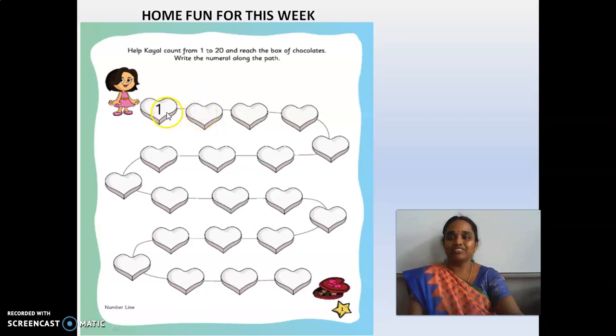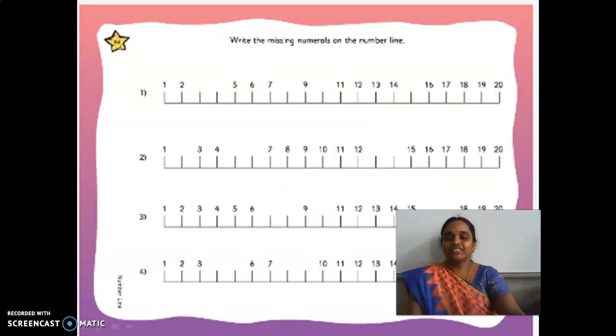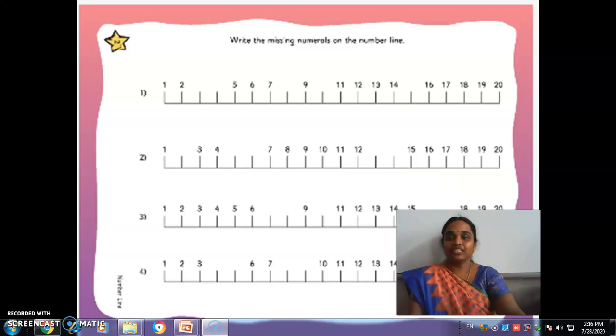Okay. 1 after 2, 3, 4, 5, 6, 7, 8, 9, 10, 11, 12, 13, 14, 15, 16, 17, 18, 19 and 20. So, once you finish here, she can take the chocolate box. Okay? Help her out, goodies. And the same way, you have the next page, which is called the number line. Okay.